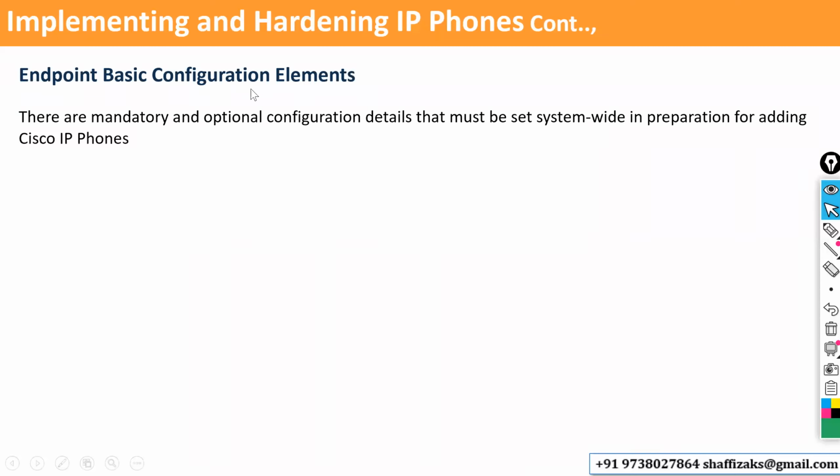Endpoint basic configuration elements. There are mandatory and optional configuration details that must be set system-wide in parameters for adding the Cisco IP phone. That means whenever you want to register the IP phone, there are some parameters that we have to configure. First is what? CUCM group. Next one is regions.